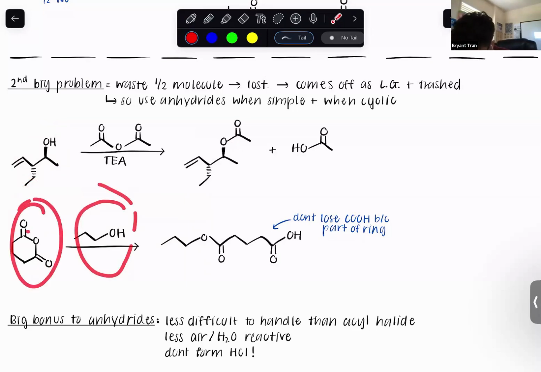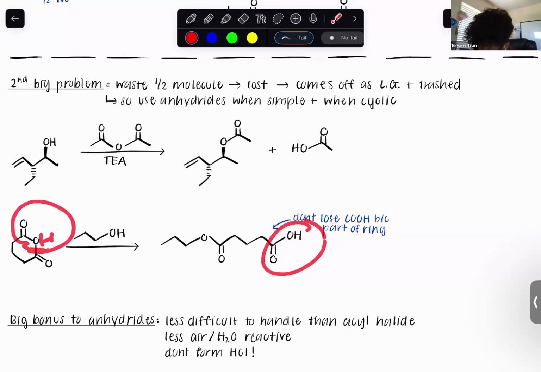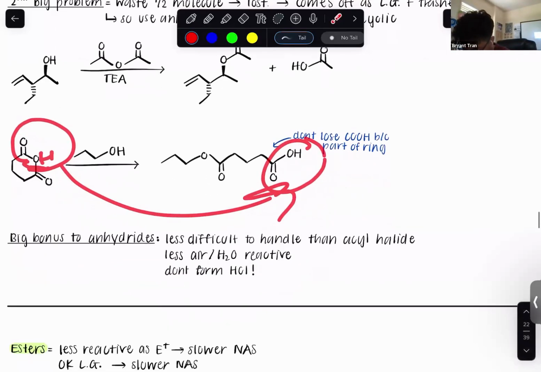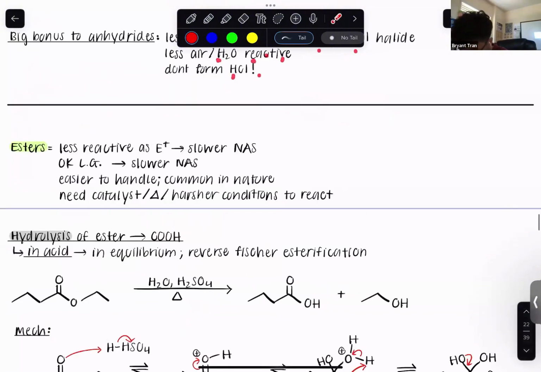So because it's symmetrical, it doesn't matter which carbonyl is the electrophile. Let's say it's this one right here. That means that this is going to be our LG. So this is going to become a carboxylic acid, and then this carbonyl carbon is going to have an ester, which is attached to this OR right there, which is this right here, right? And this carboxylic acid here came from this right here, like that. Okay. Big bonus to anhydrides: less difficult to handle than acyl halides, less air and water reactive, and they don't form HCl.